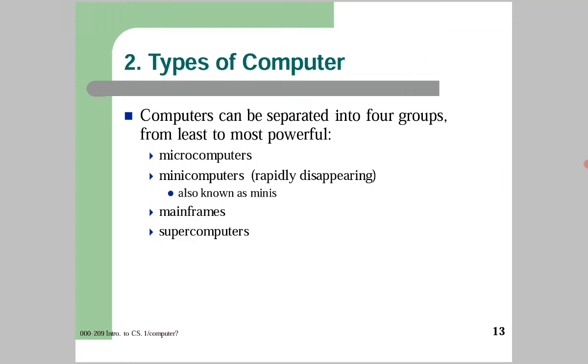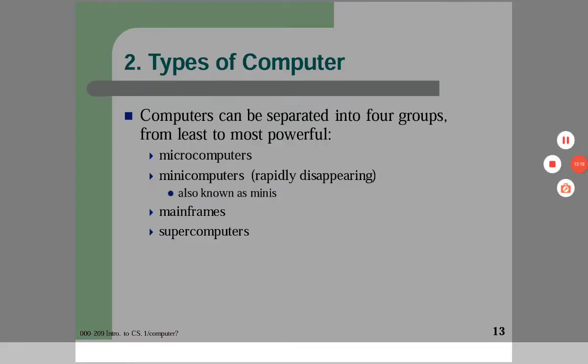So there are many types of computers. Computers can be classified based on their usage, size, type, and applications. Computers can be separated into four groups from least to most powerful. First one is microcomputers, then minicomputers, mainframes and supercomputers. So micro means very small, mini means medium, mainframe means large, supercomputer means very large.